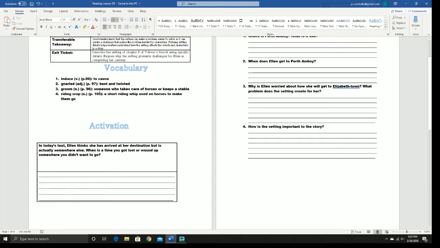Not many people have this job anymore, but it used to be a very, very important job that was usually given to younger kids to start to teach them responsibility, but take care of the animals that were important to people's livelihoods during these times. And then last, the word riding crop is a short riding whip used on horses to make them go.